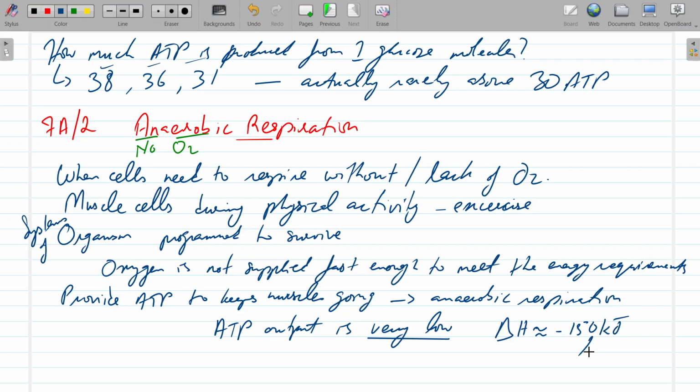And it's less than 10%. Okay, now going into detail, how does this happen? So in the muscle cells, glycolysis does occur. You have glycolysis occurring, and you get pyruvate at the end.